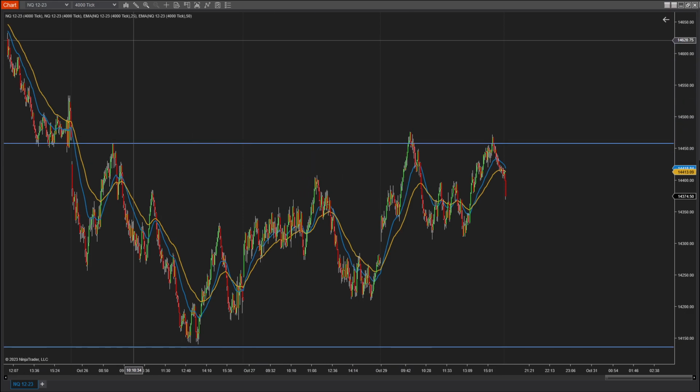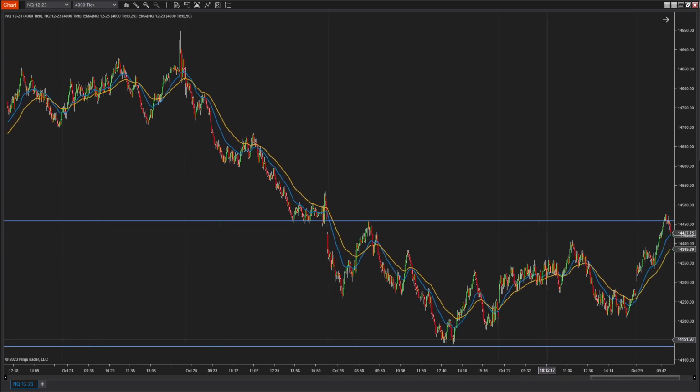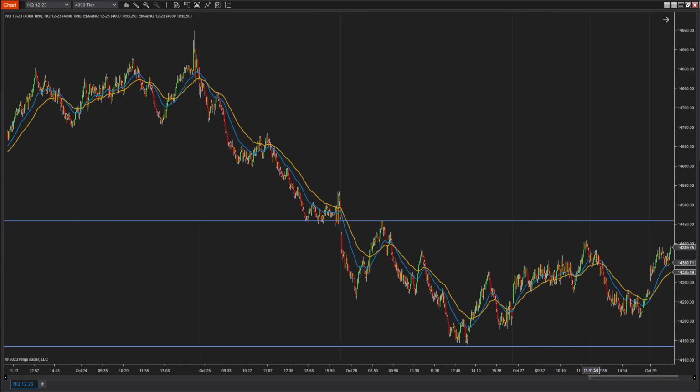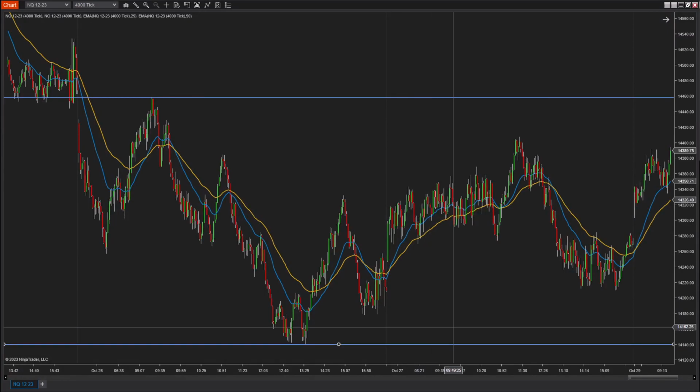So the first thing I do is I go onto a higher time frame, which I use the 4,000 tick chart. I also looked at the daily, but there was really nothing on the daily of interest, so I'm going to jump straight into the 4K tick chart. Price action going into today looked like this, include pre-market.